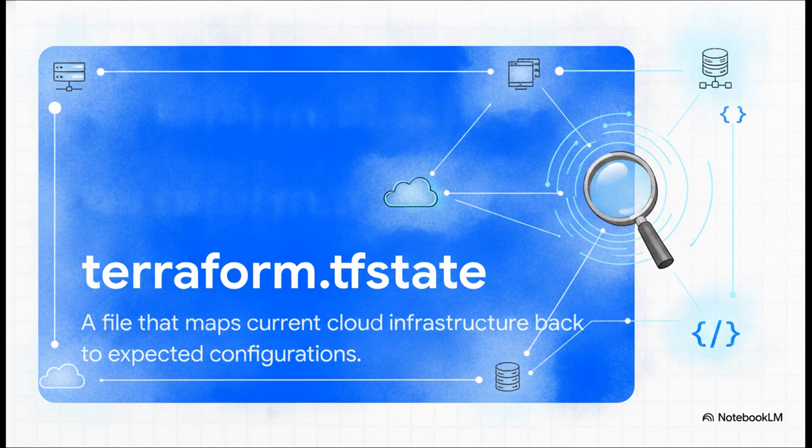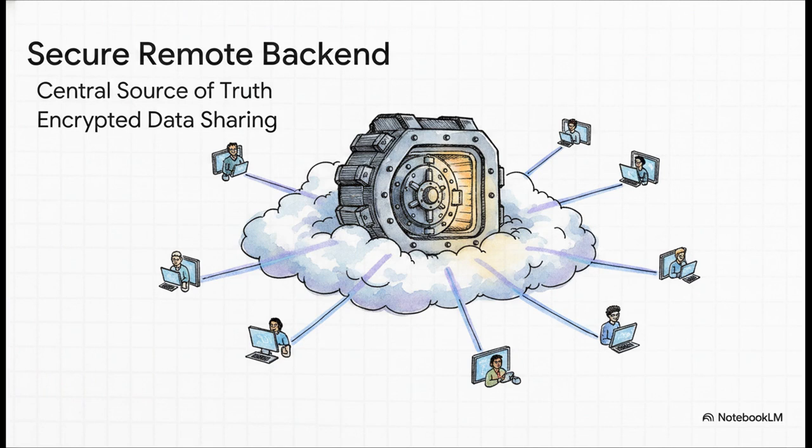Which brings us to the actual brain of the whole operation, the terraform.tf state file. This file is the absolute source of truth. It's essentially a giant map that connects the current, real-world status of your cloud infrastructure directly back to the expected configuration files you just wrote in HCL. Without this specific file, Terraform has absolutely no idea what currently exists in your cloud provider, regardless of what your local code says. Now, by default, this ultra-important state file just sits locally on your machine.